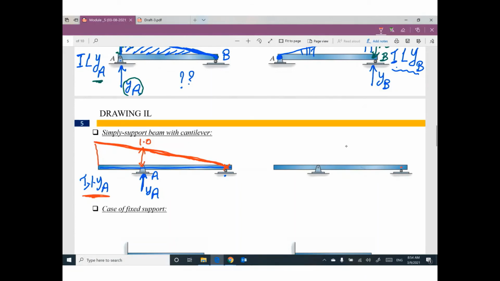We have another support here called B. Can you tell me how to find the influence line for reaction YB? Move, keep, resulting shape. Move what? Move the support you are looking for. So I will move support B by 1. Keep any other support, so I will keep this support as it is. What is the resulting shape of the beam?